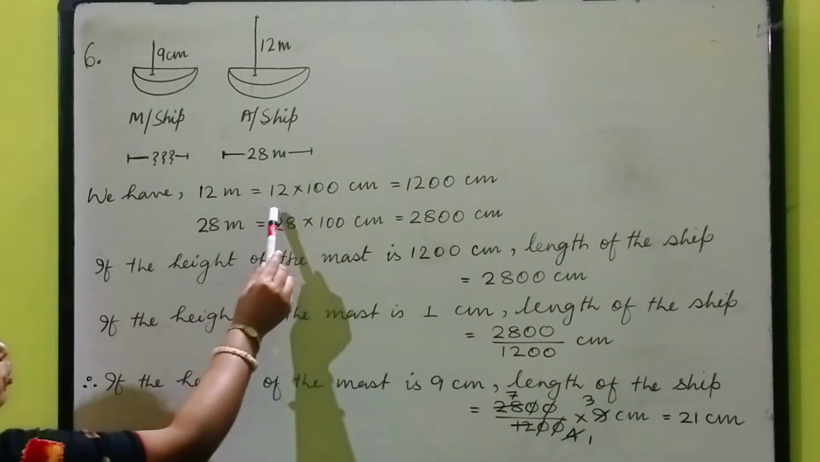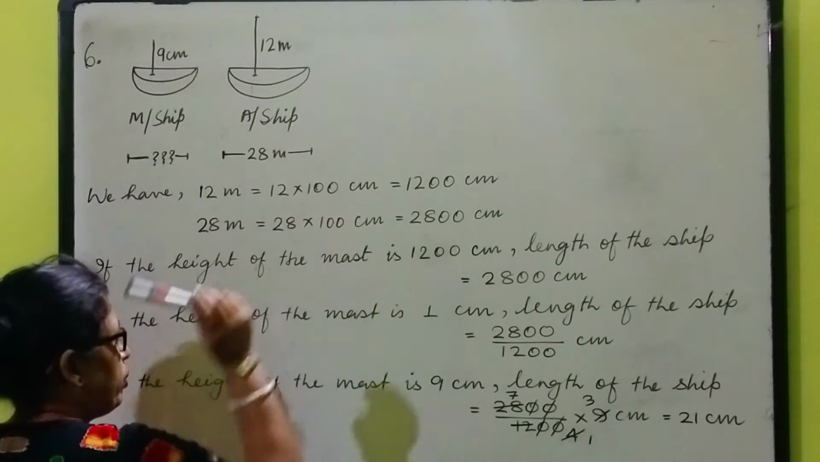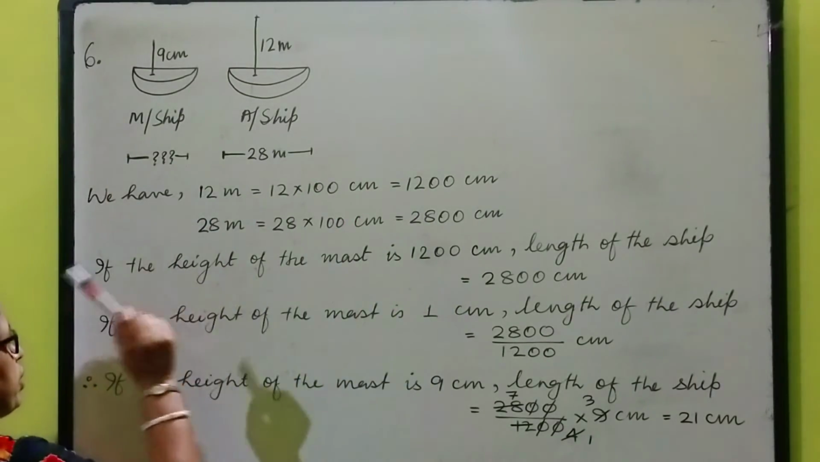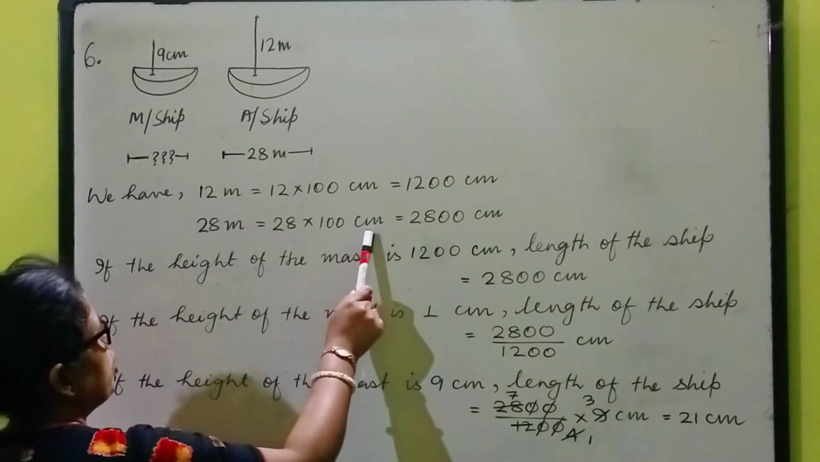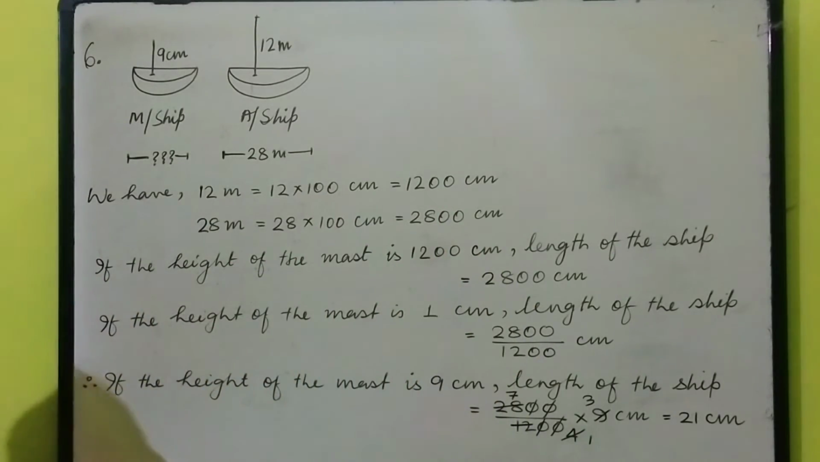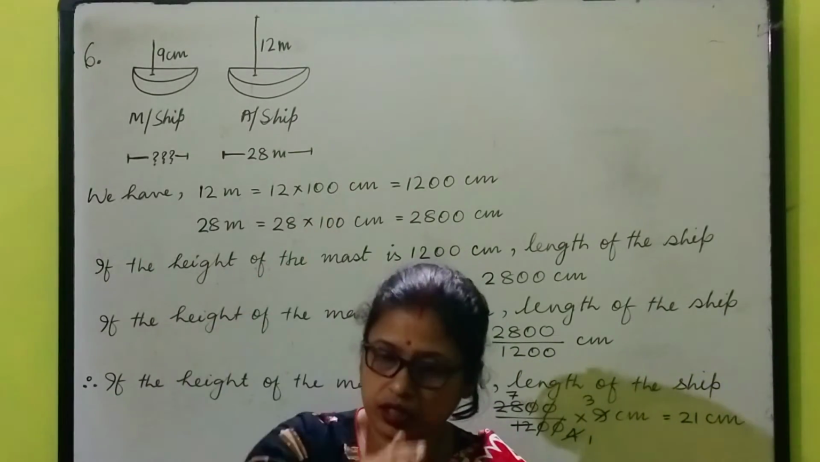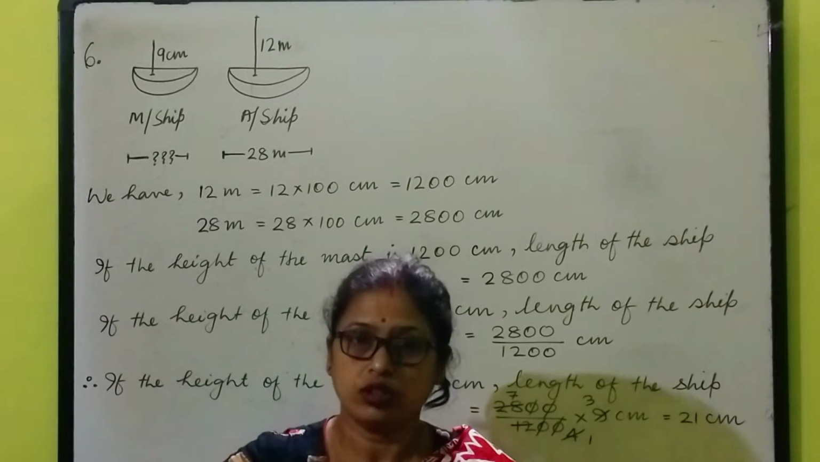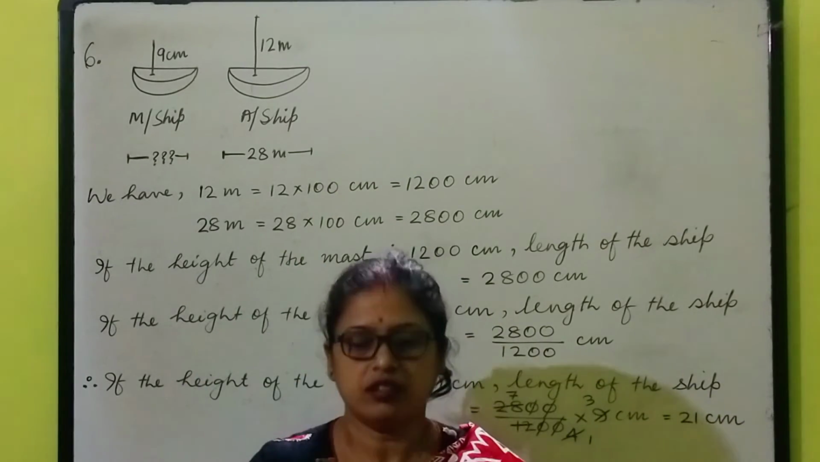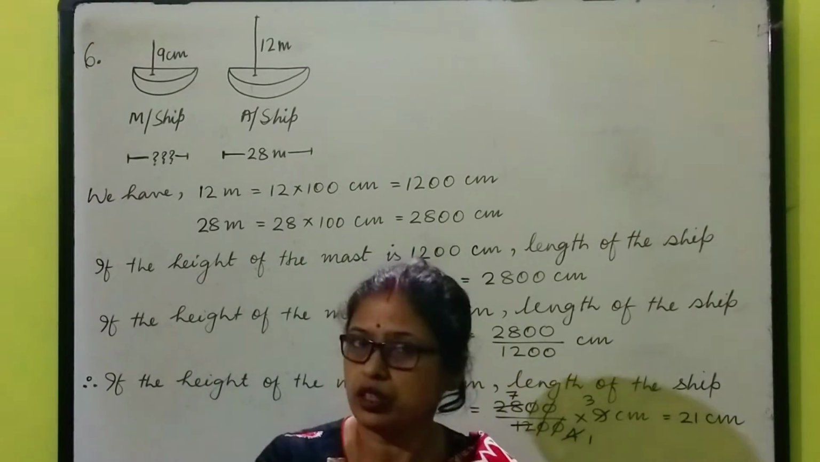So, 12 meter equal to 12 into 100 centimeter, that is 1200 centimeter. 28 meter equal to 28 into 100 centimeter, that is 2800 centimeter. Now, I told you that when the height of the mast is more, the length of the ship is more. Height is less, your length of the ship will be less.